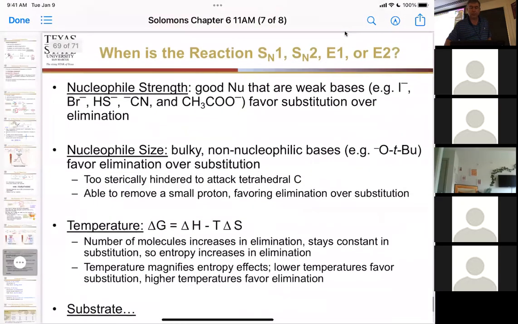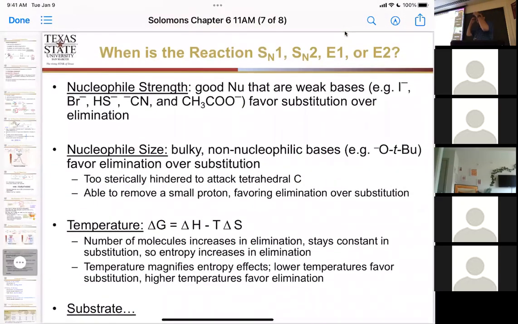Okay, so how can we tell the difference between SN1, E1, SN2, and E2? Well, the first thing we need to look at is nucleophilic strength. Is it a strong nucleophile? Okay, does it already have a negative charge? Is it very polarizable?